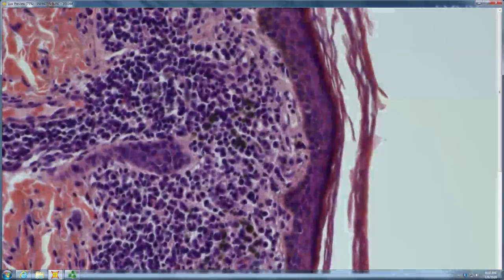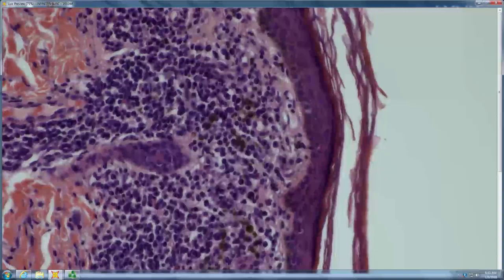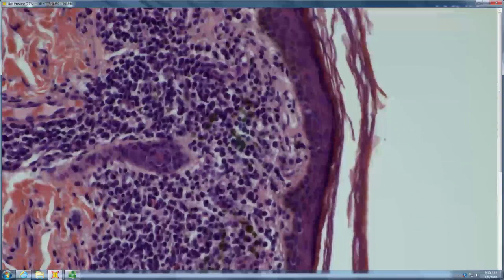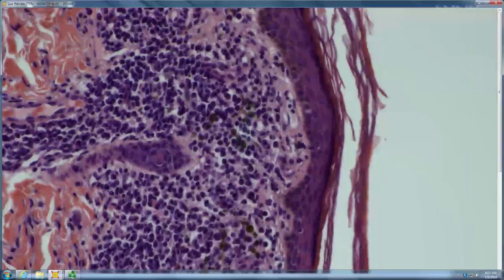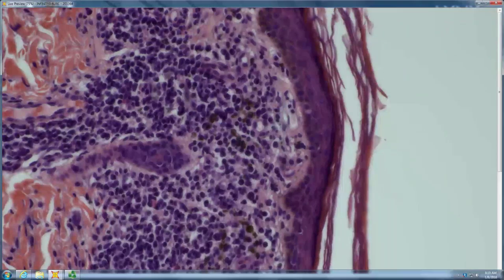Okay. Looks like there's some pigment incontinence. And pigment incontinence suggests what? That there's damage to the interface. Yeah, or basal layer. It suggests that there was probably a prior interface dermatitis, right?